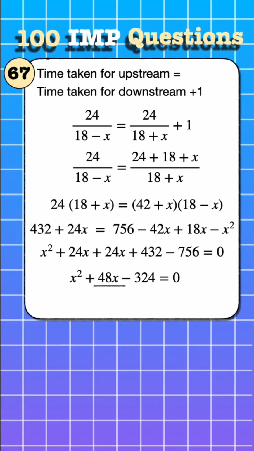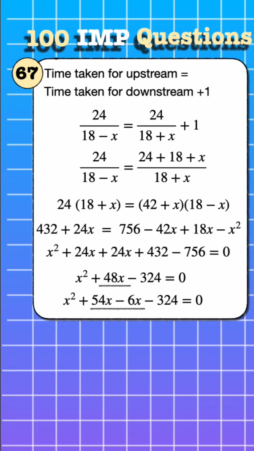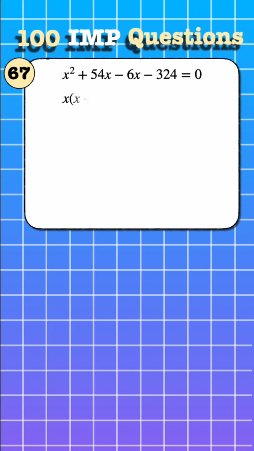Let's split the middle term. So it will be x square plus 54x minus 6x minus 324 equal to 0. From the first two terms we can take x common, and from the last two terms we can take minus 6 common, and then we can take x plus 54 common throughout. So we will get two factors, x plus 54 and x minus 6.